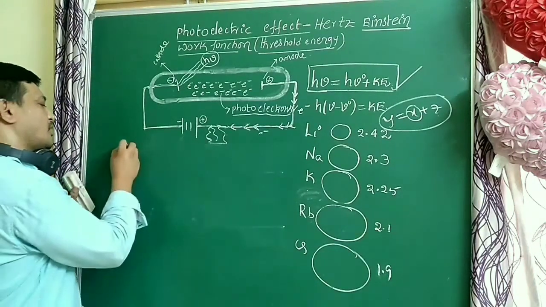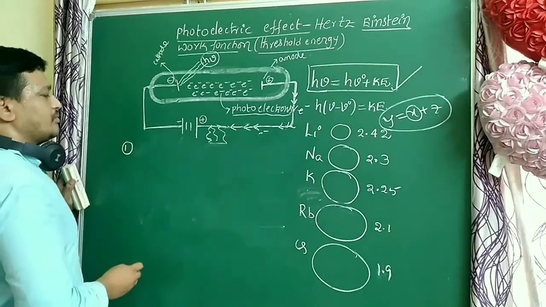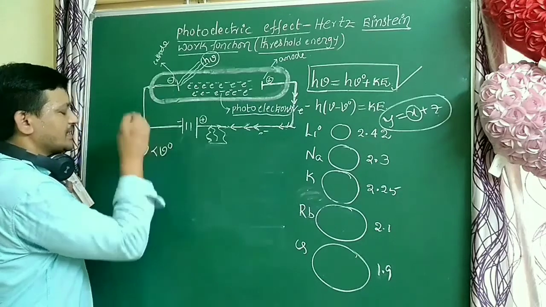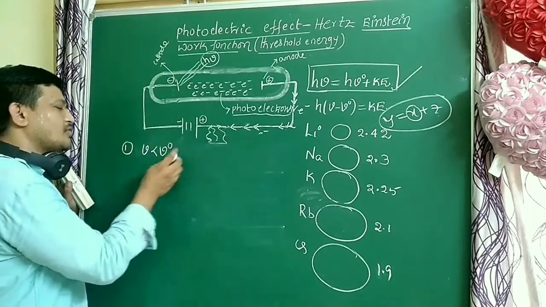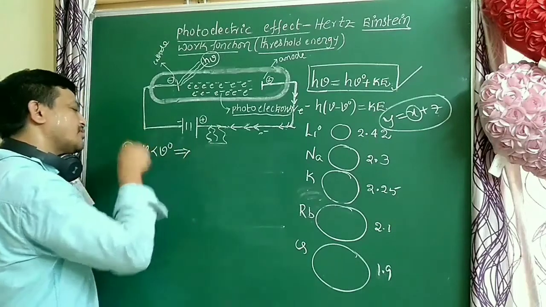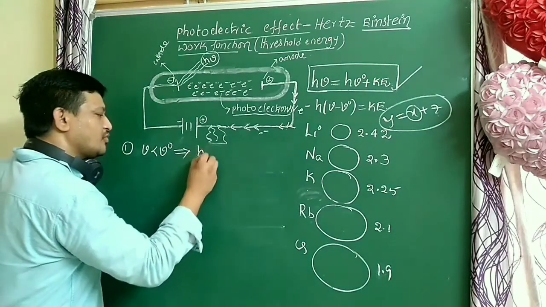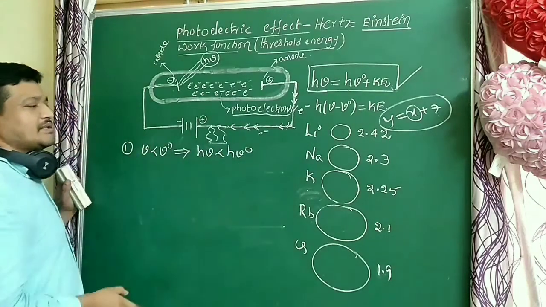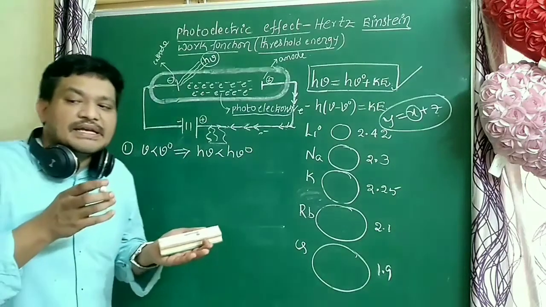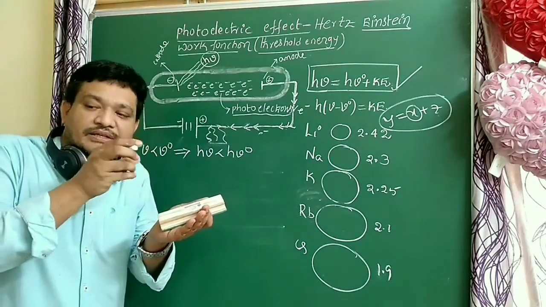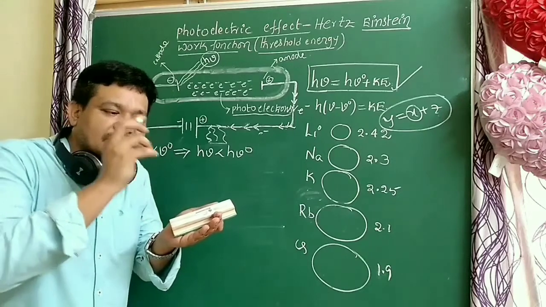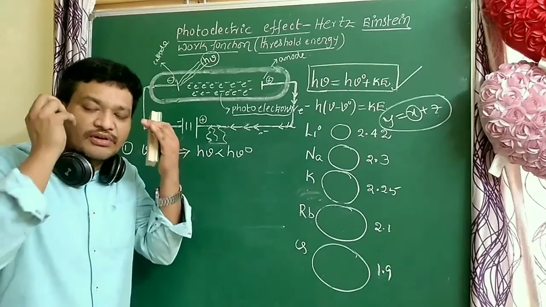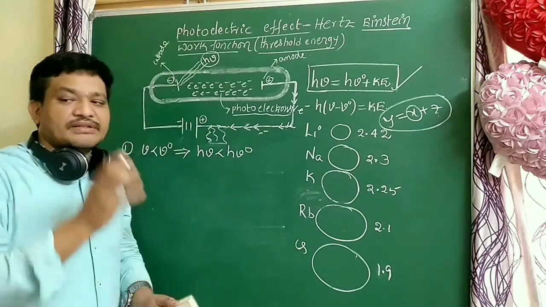So here three important cases are there. For example, mu is less than mu naught. What happened? Mu less than mu naught means h mu is less than h mu naught. Light energy is less than threshold energy, less than the energy required to remove the electrons. So very little energy is there. At that time, electrons are not released. That is very important.